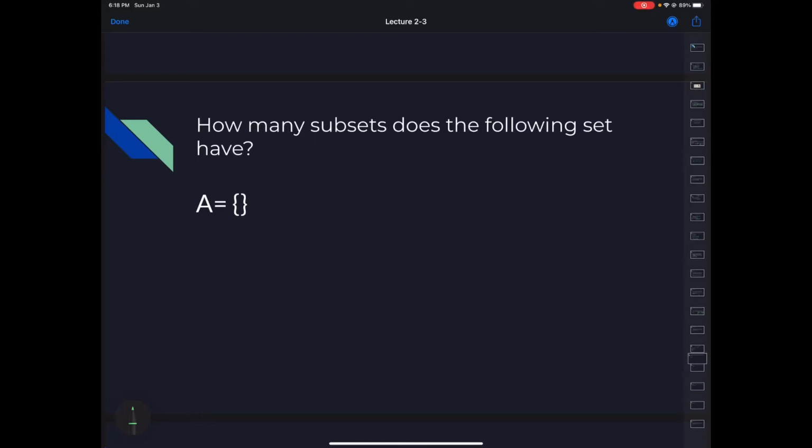Now let's look at subsets. So how many subsets does the following set have? A is equal to the empty set. Well, it does have one subset, which is just itself, the empty set. One subset of A is just the empty set itself. So A, in fact, here has one subset.